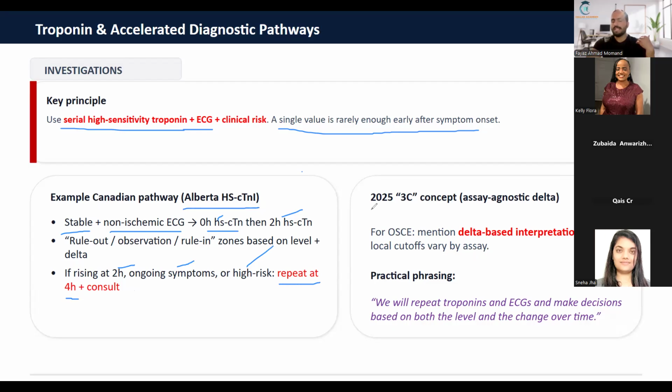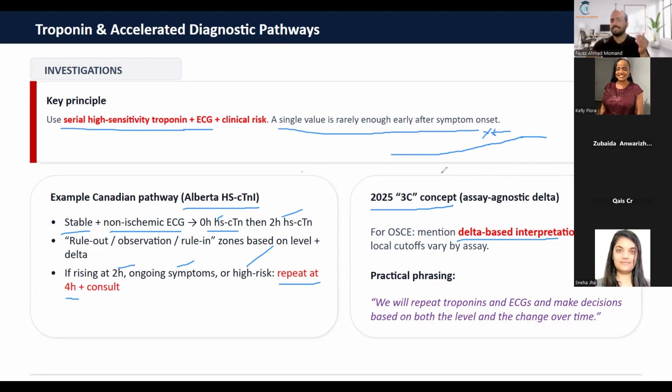Now, in 2025, they say use the 3C concept. A single troponin does not rule out MI. A rise in troponin levels does not directly mean that the patient has acute coronary syndrome. Delta-based interpretation means that we are going to check for the trends of troponin. Let's say we are doing multiple troponin levels and they're trending like this, but they are not matching the cutoff values. Cutoff values will depend on what assay they are using. So if they're not reaching the cutoff value, this means the rise in troponin is unlikely to be from chest pain.